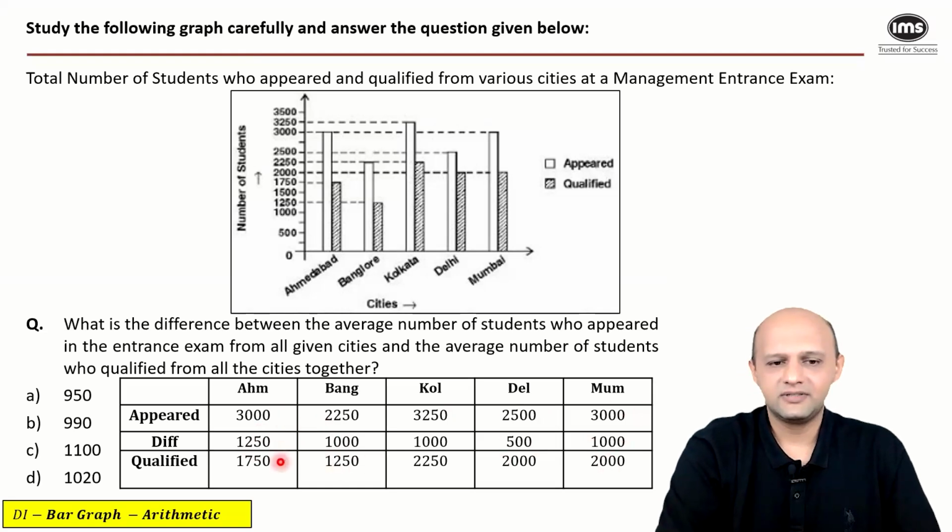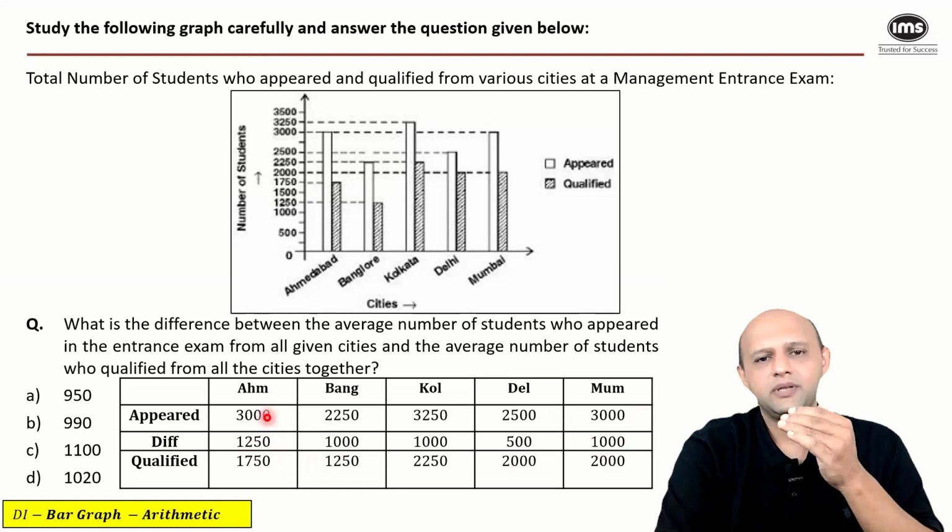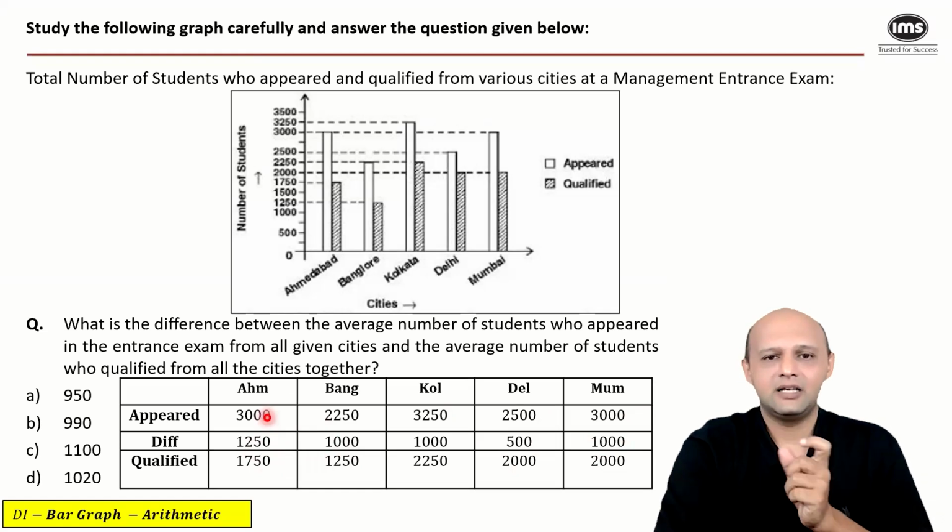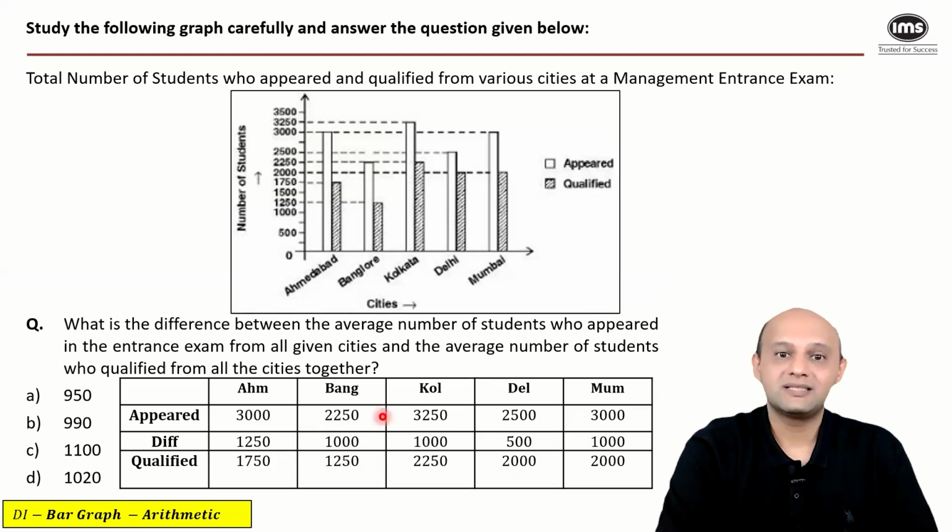So what you take is the difference right away, 3000 minus 1750. Just ensure that it should be appeared minus qualified everywhere. Otherwise, you'll go wrong in calculating the values in terms of the signs that you get. So it's always going to be appeared minus qualified. So 3000 minus 1750 is 1250, then 1000, 1000, 500, and 1000. So these are the differences.